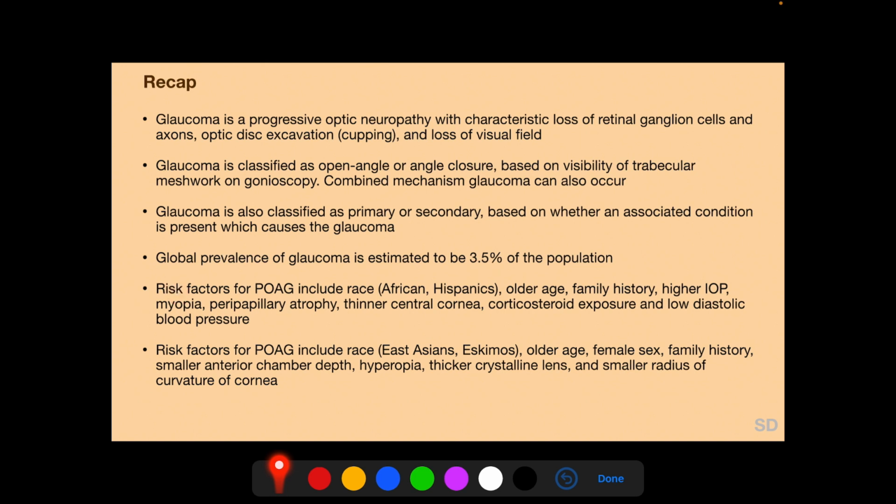Risk factors for primary open-angle glaucoma include race, older age, family history, higher intraocular pressure, myopic refractive error, peripapillary atrophy, thinner central cornea, corticosteroid exposure, and low diastolic blood pressure. Risk factors for PACG include race, older age, female sex, family history, smaller anterior chamber depth, hyperopic refractive error, thicker crystalline lens, and smaller radius of curvature of cornea.